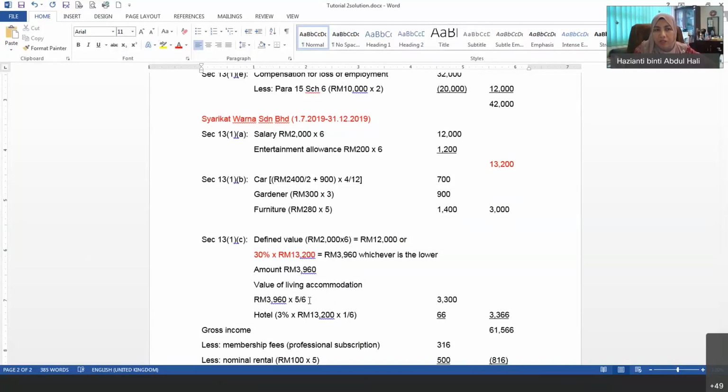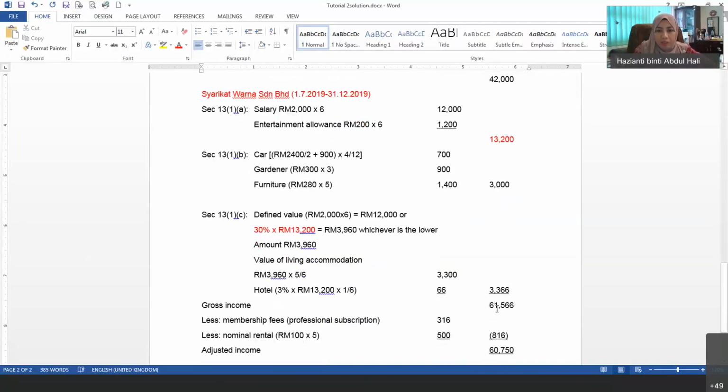I will share the solution with you later. Okay, and this would be the gross income. Nur Azrin, you got the correct gross income of 61,566. And he has membership fees, professional subscription. It is exempted, so boleh tolak.